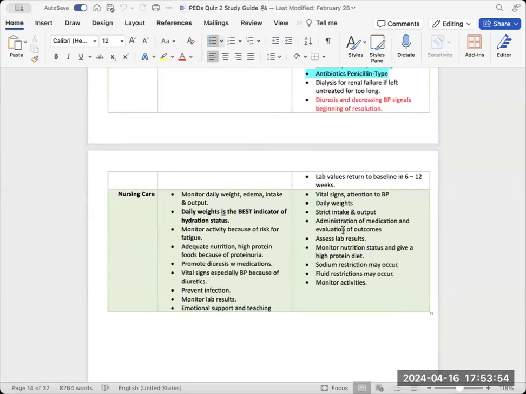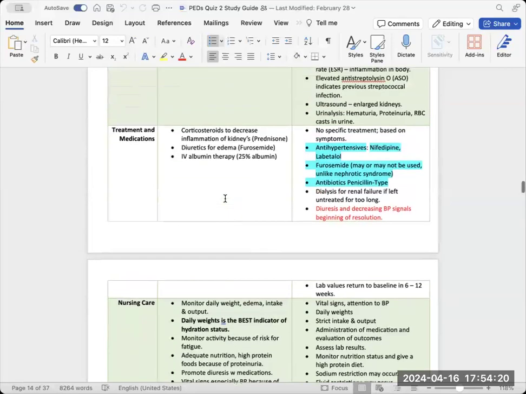So, nursing care: vital signs, especially blood pressure, daily weights, strict intake and output, and make sure you give the meds and assess labs. They should have a good nutrition status, and we want a high protein diet. Why? Because they have proteinuria, they're peeing it out. Sodium restrictions and fluid restrictions may occur, especially because we're talking about acute renal failure. Sometimes too much fluid is not good. And monitor activities.